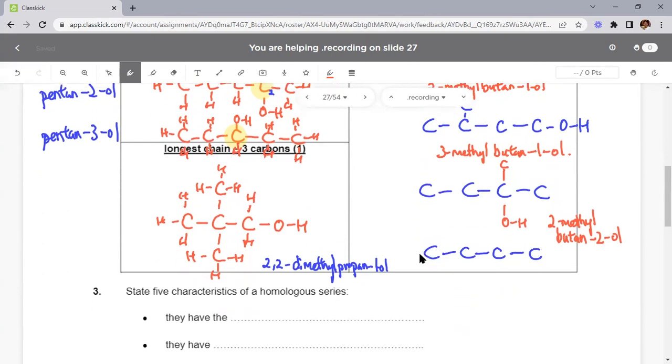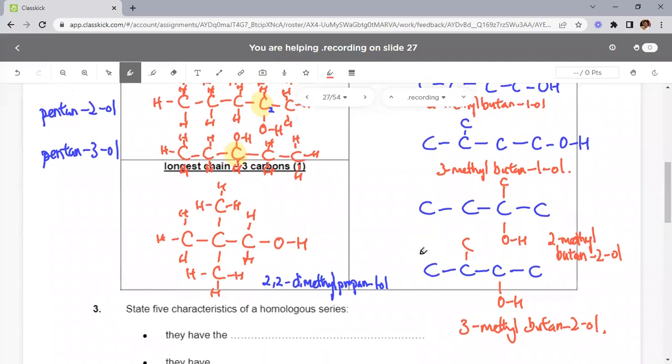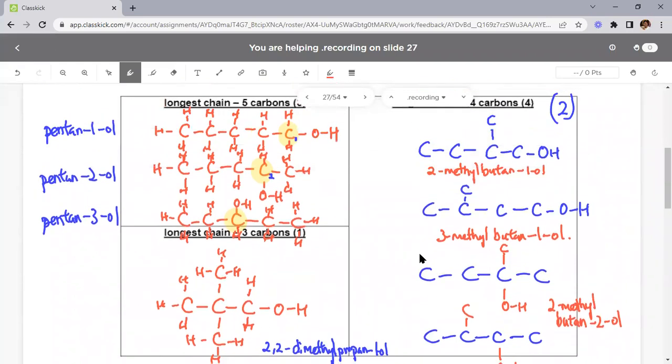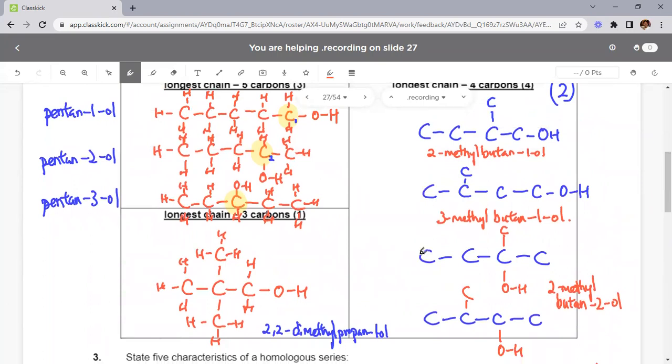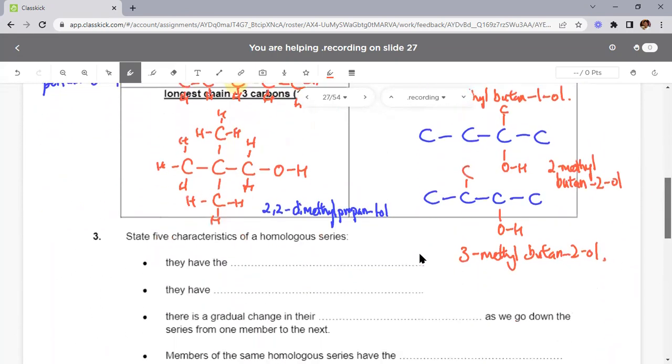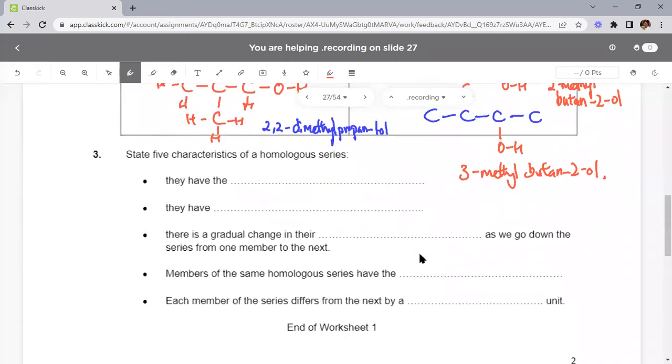I think you get a sense of what's going to happen. I can attach the OH here as well, same thing on the second carbon, but my branching occurs on the third carbon. So this is now called 3-methyl butan-2-ol. I don't need you to know how to name it. But I need you to be able to see, through the name, why these are considered isomers: because of the positions of the OH group, and because of where the branching occurs, either on the second carbon or the third carbon. So the naming gives you a clue of the differences between the various isomers for these four carbons.